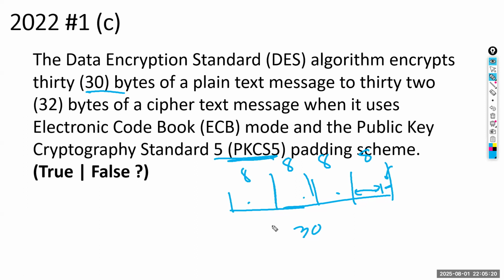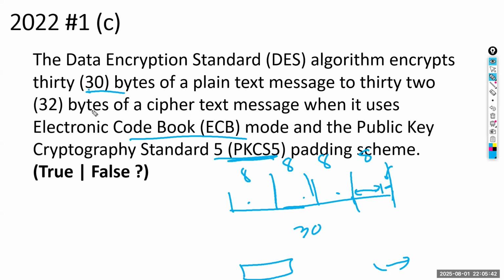And each 8 byte block will have an 8 byte ciphertext also, because this is electronic code book. So remember, with ECB and counter mode, your ciphertext is the same size as the plain text, but the plain text after padding. After padding, because each block is of the same size. So therefore, after padding, right?